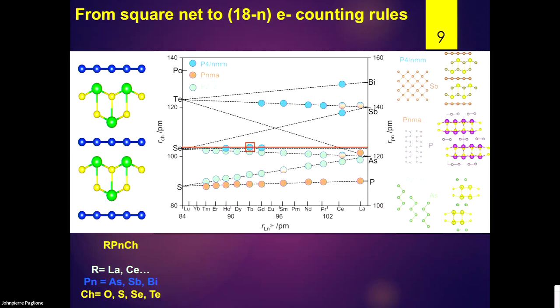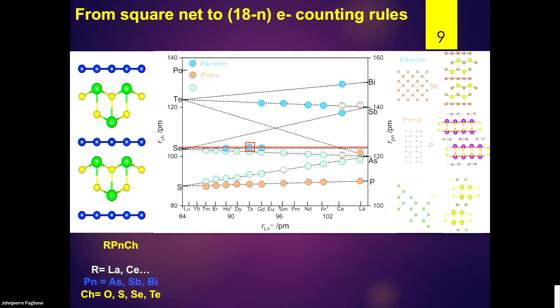But if you come to here, the elements from the left side are less electropositive, and the elements from the right side are less electronegative, and it keeps compromising. It's not straightforward anymore. But we still find a lot of semiconductors and semi-metals between these elements, and we want to understand if there are any rules behind it.